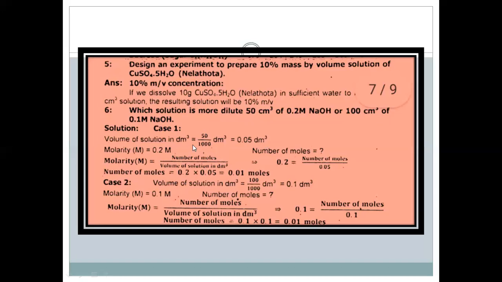This is for the first case, where molarity is 0.2 and volume is 50. In the second case, molarity is 0.1 and volume is 100 centimeter cube. Again we convert 100 centimeter cube into decimeter cube, and putting it into the molarity formula we get 0.01 moles for the 100 centimeter cube solution and 0.01 moles for the 50 centimeter cube solution. For both solutions the number of moles is the same. So the same number of moles means that the concentration of both solutions is the same.